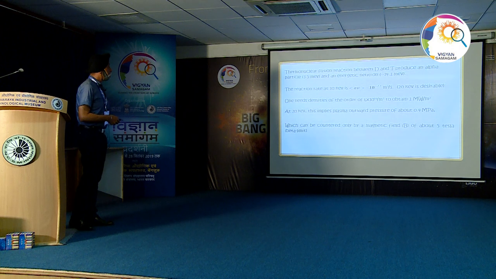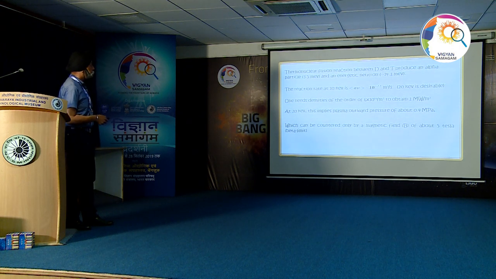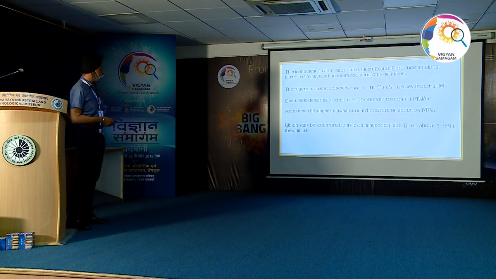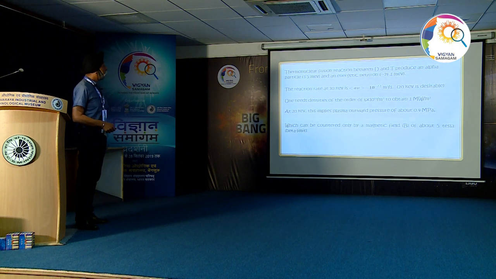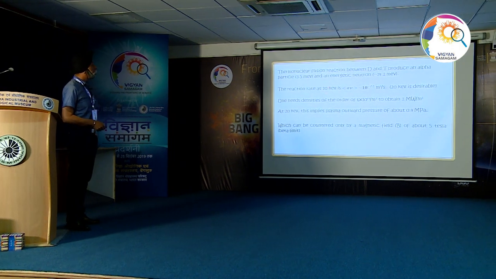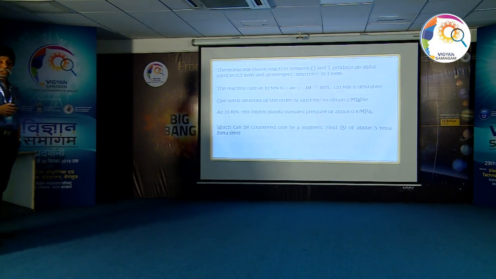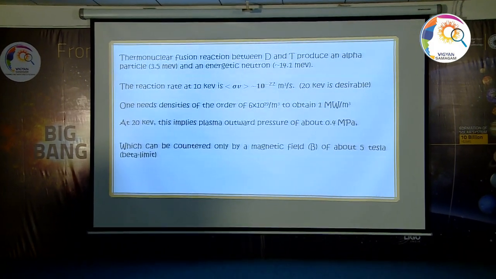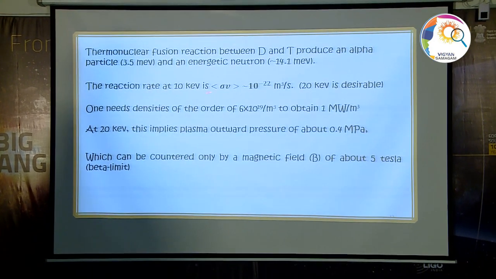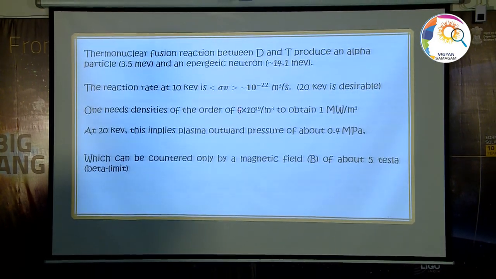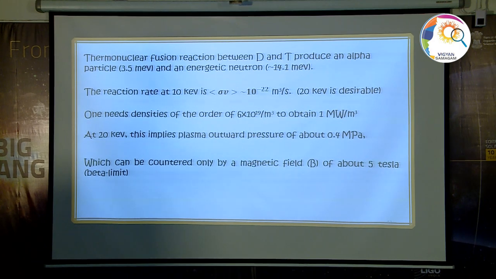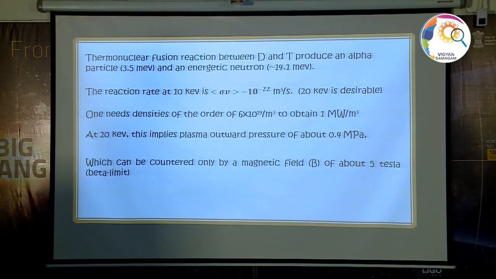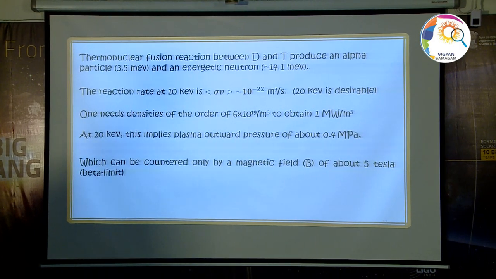So let us, just for the senior audience sitting here, make you understand the numbers. Let us say we want a temperature of 10 keV, that's the temperature which is most suitable for the DT fusion reaction to occur. This temperature has a certain reaction rate, which basically is the probability per second of two atoms coming together and fusing. So that is the reaction rate of 10 to the minus 22.